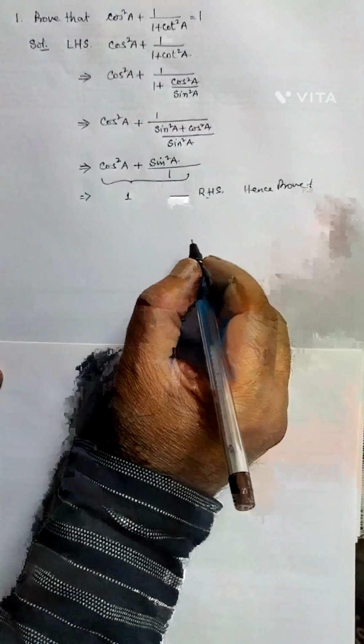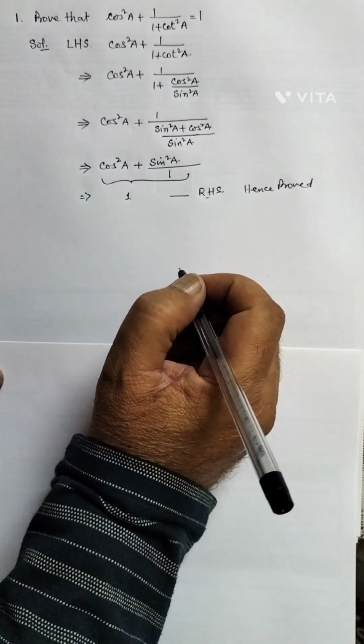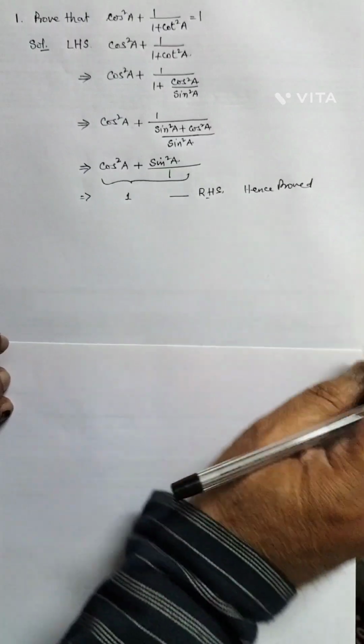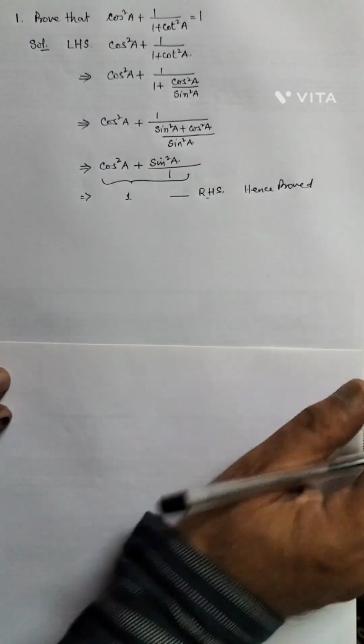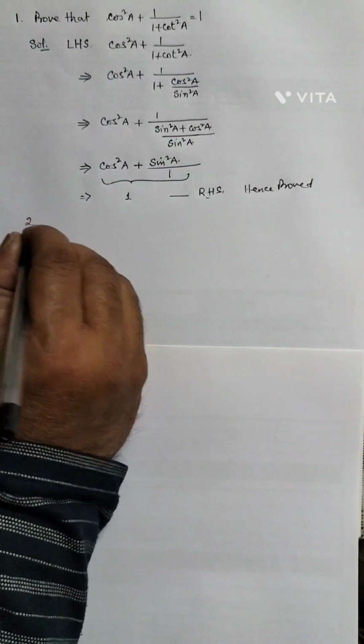So the identities are very important, and in exam you will surely get one question from this part. Let's take the next question.